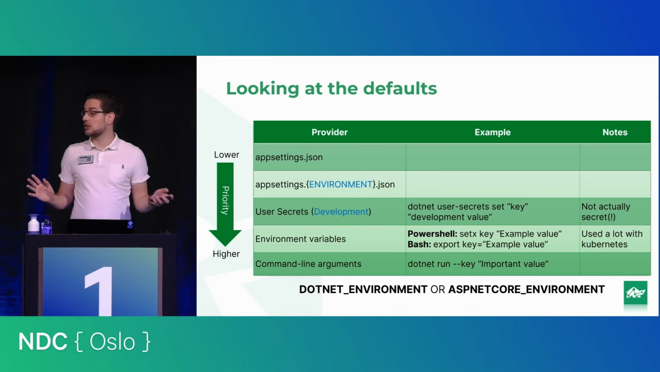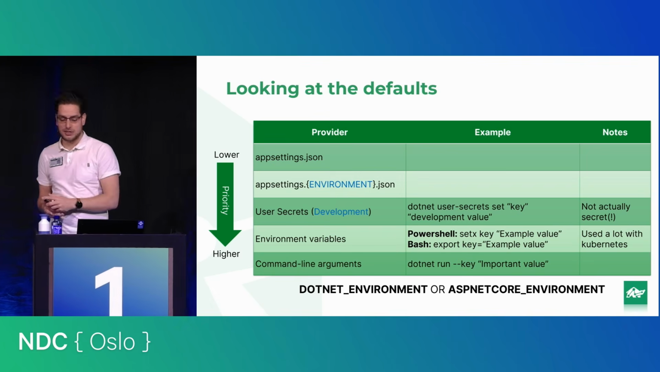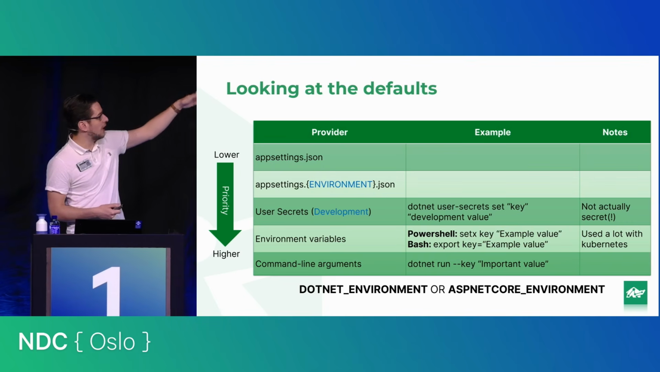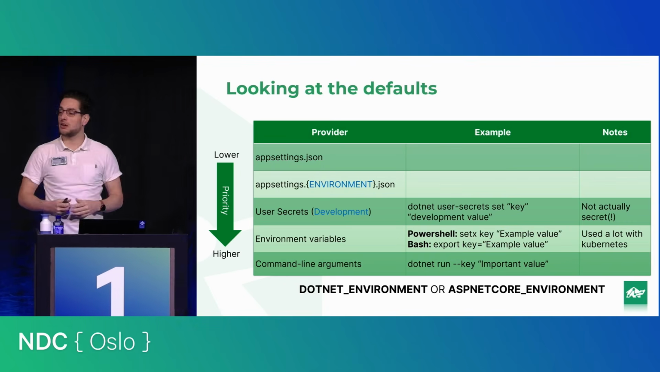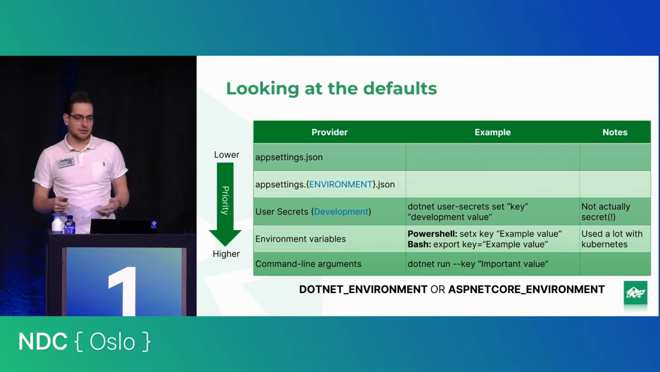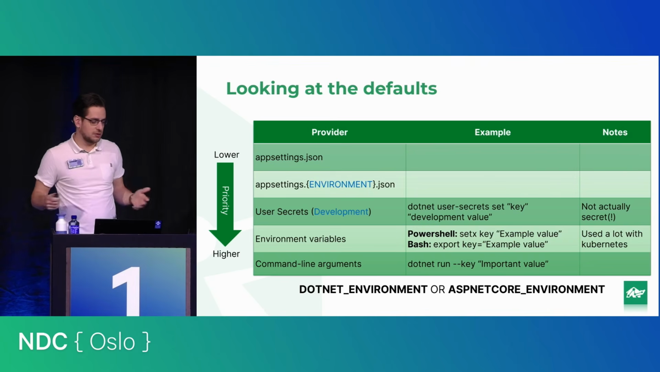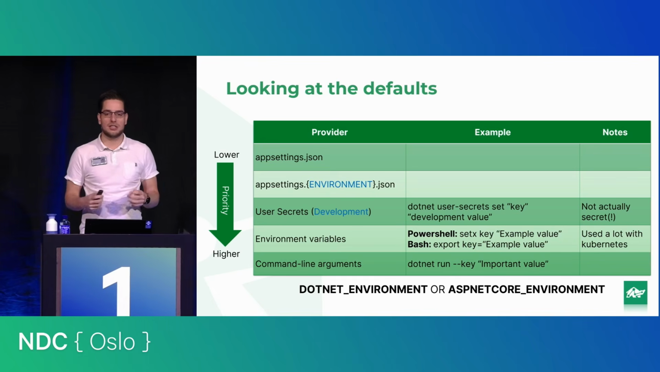And then there's the command line arguments. This is the highest priority. Even if all of these providers have a value for a key, the command line arguments will always win. It's the final thing that it'll check. So this is the default system.